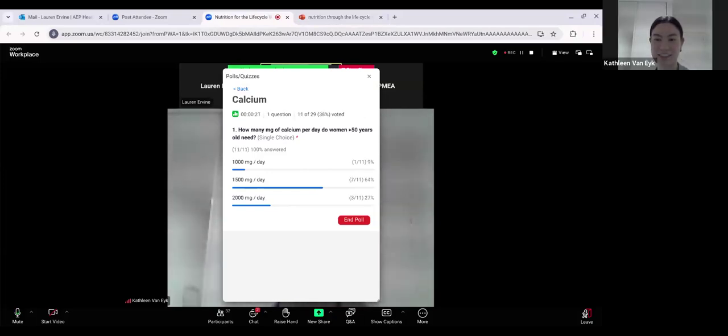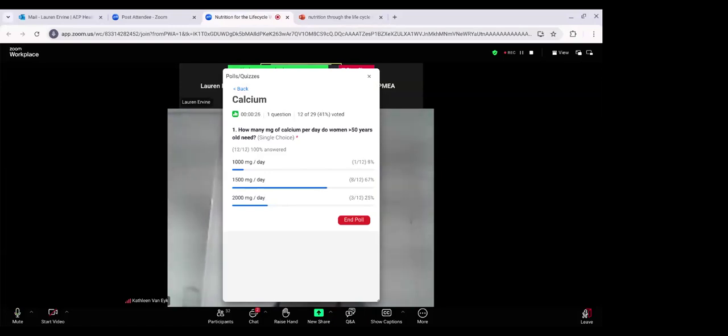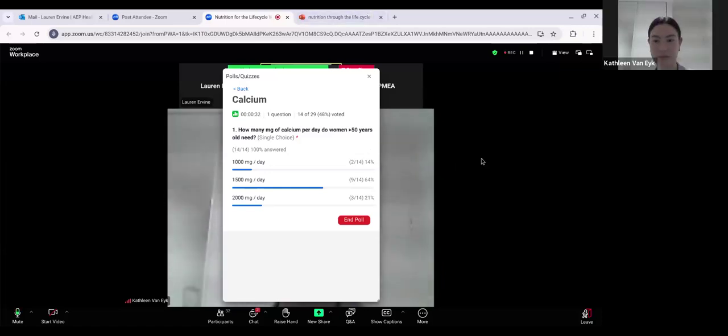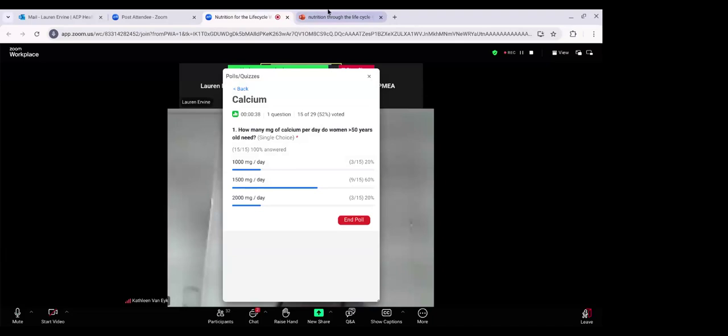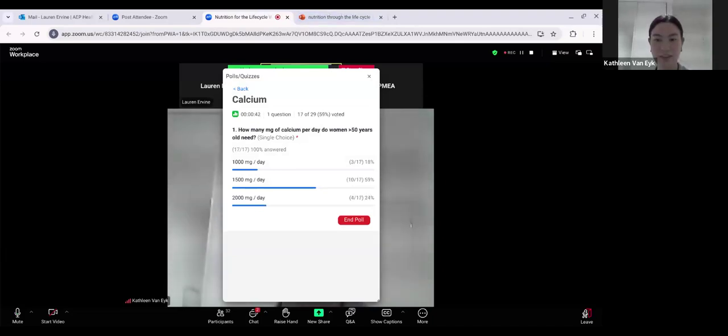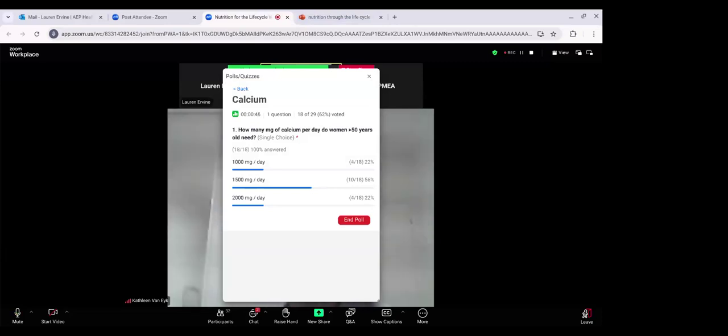Got a few guesses. So I think the middle one must have meant to be the 1,200, and that one's winning. So the results, I'm thinking majority of people have probably voted. Oh no, still some coming through. Still a couple going. I'll close it at... Well, this is exciting.